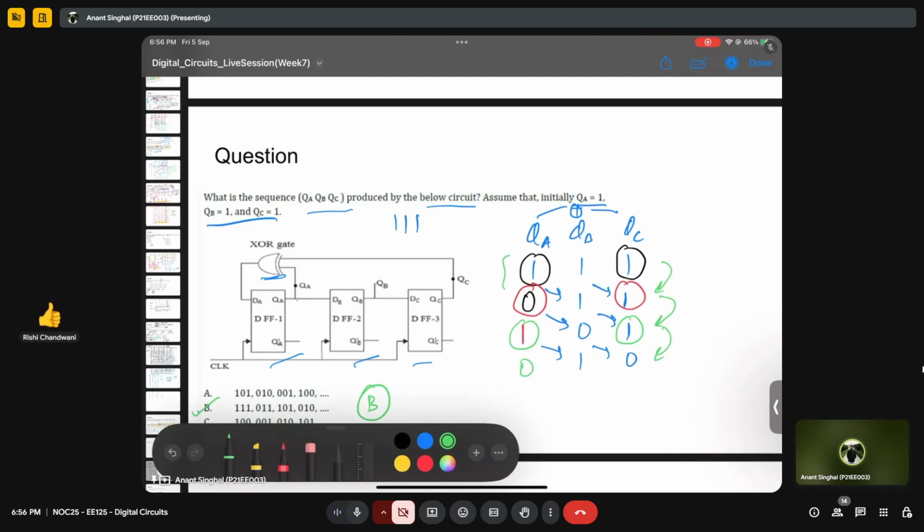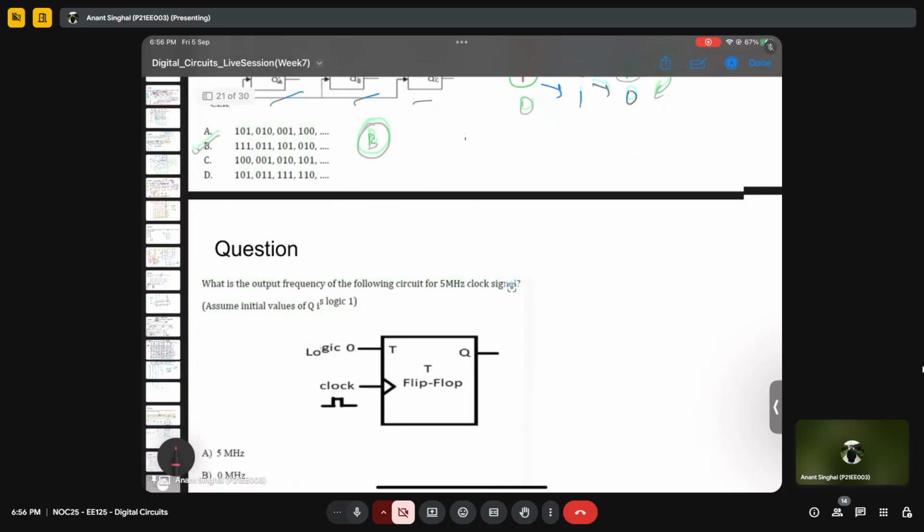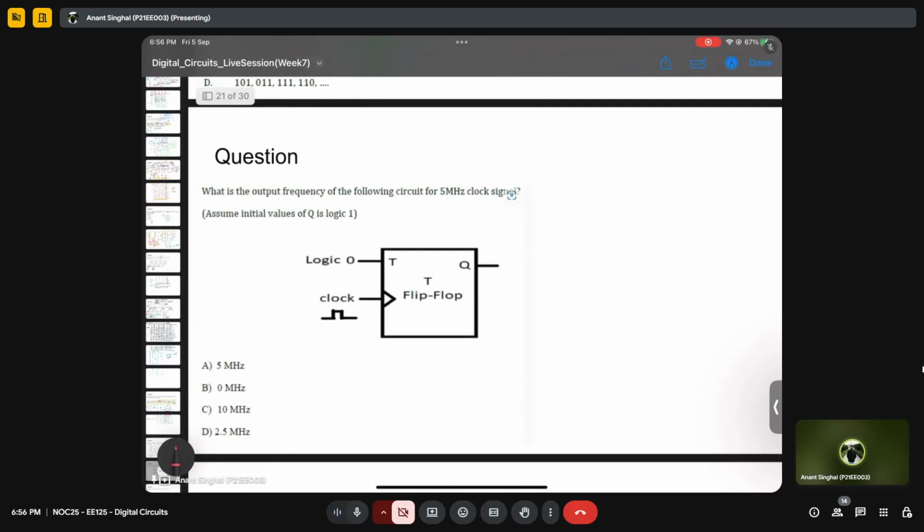Okay, so let's move ahead. Again, we have: what is the output frequency of the logic when the initial clock is 5 megahertz? Assume the initial value of Q is 1. So initially this is 1, but the connection is logic 0. It is asking what the output frequency of the circuit is.